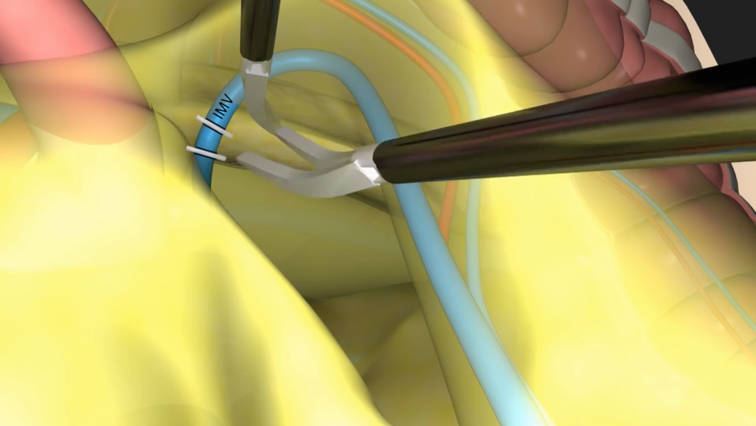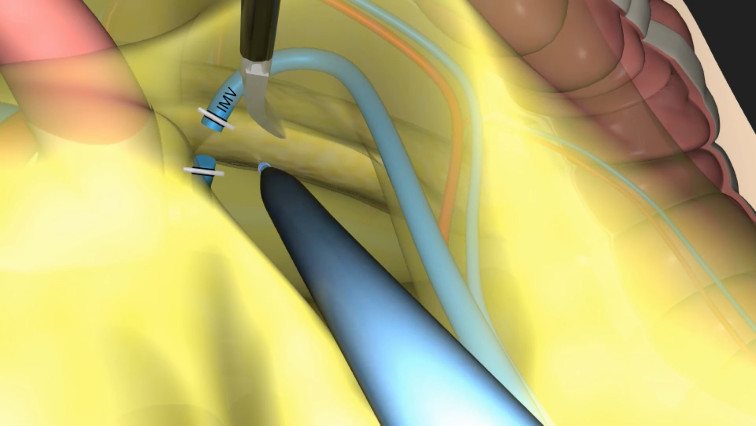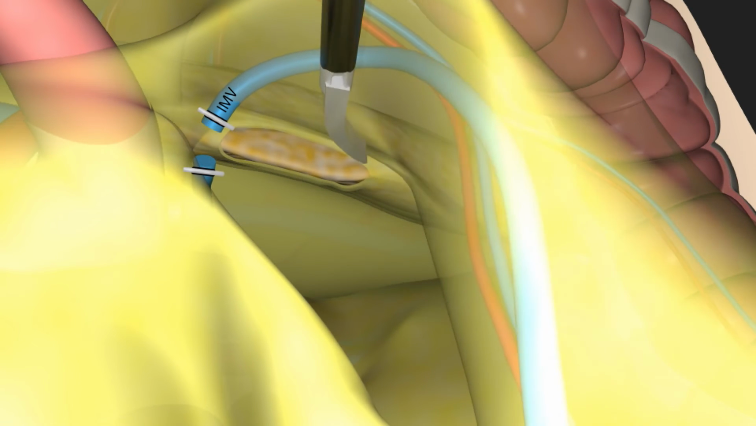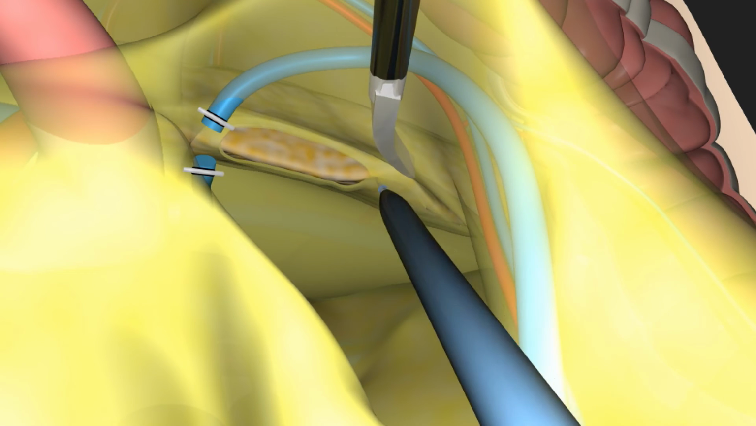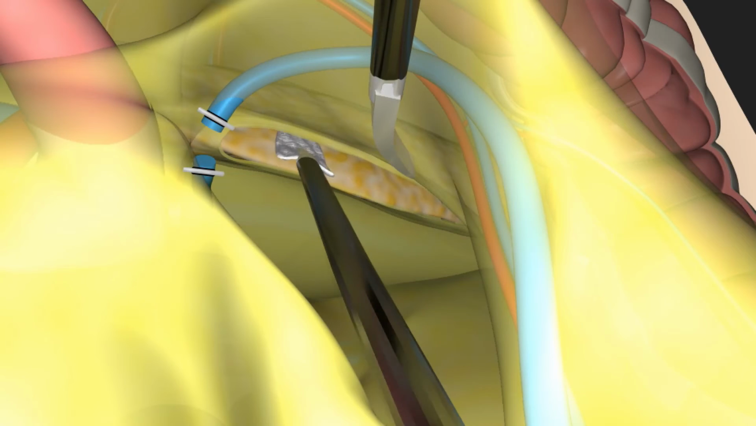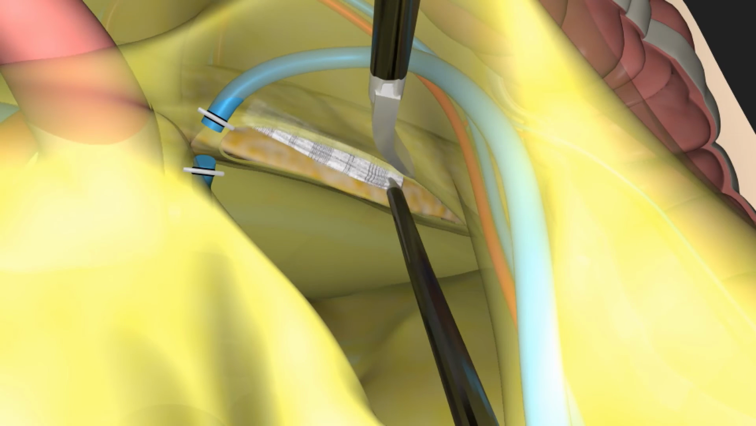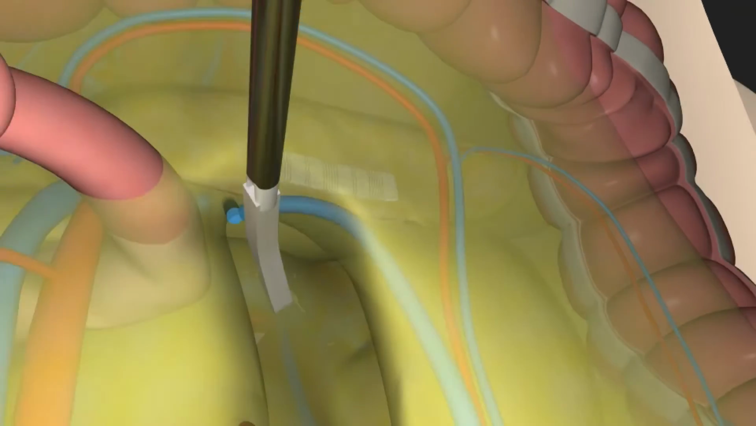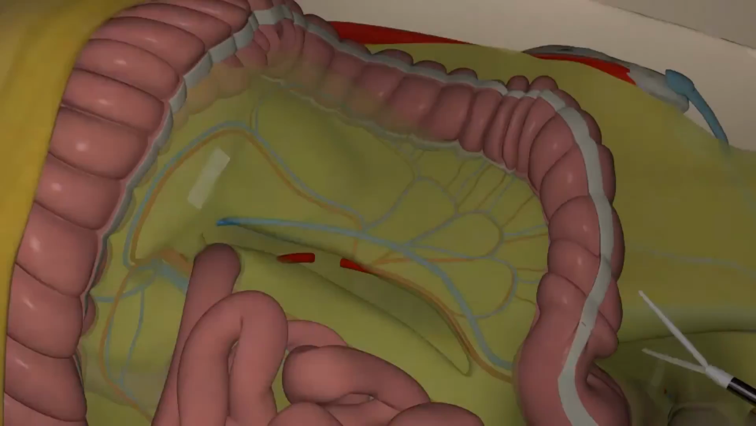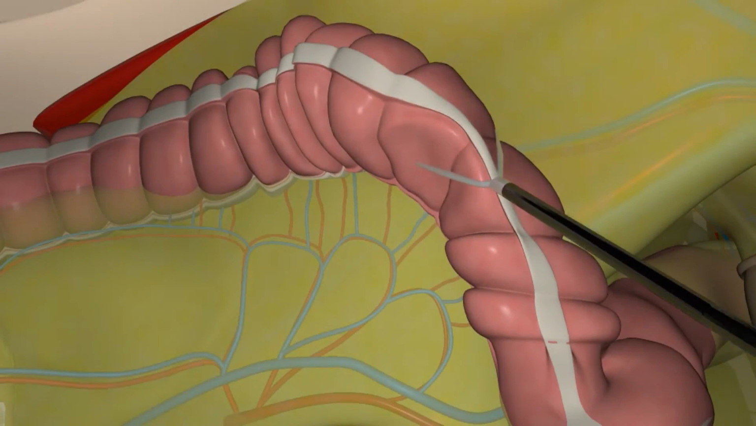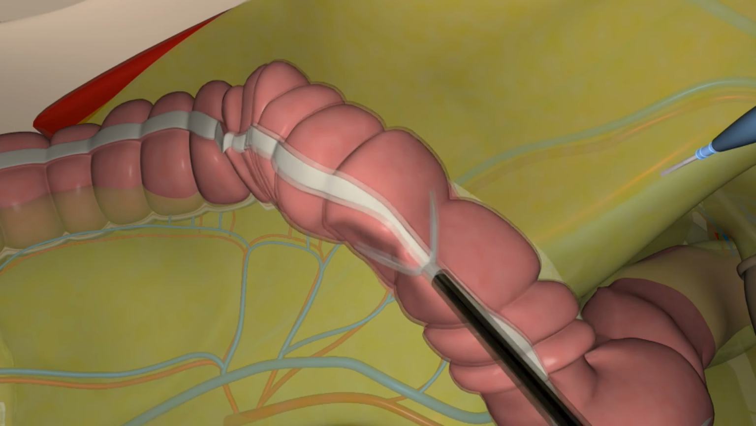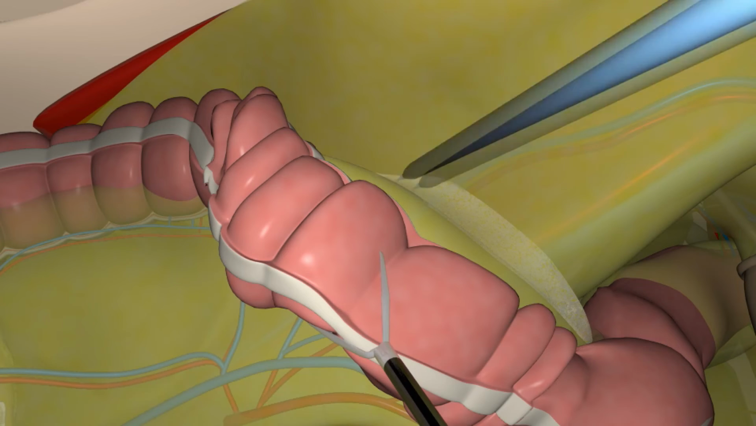Having divided the vessel, the plane between the descending colon mesentery and the retroperitoneum is developed laterally, outward to the lateral attachment of the colon, and spirally dissecting the bowel off the anterior surface of the Gerota's fascia up toward the splenic flexure. Once the entire mesocolon of the descending colon and the sigmoid colon is dissected off the retroperitoneal plane, the sigmoid colon is then completely free, and the lateral attachments can then be divided using a lateral approach.